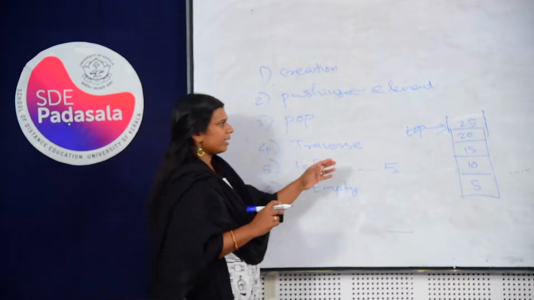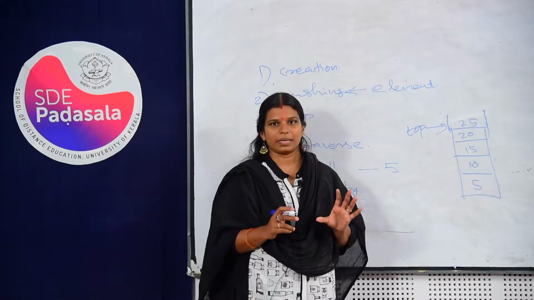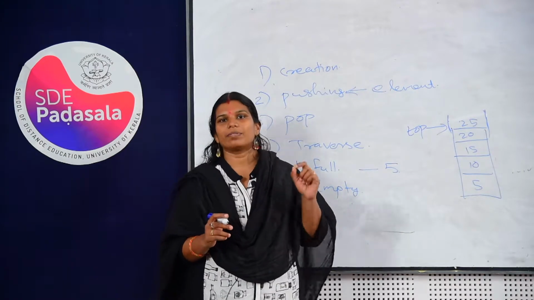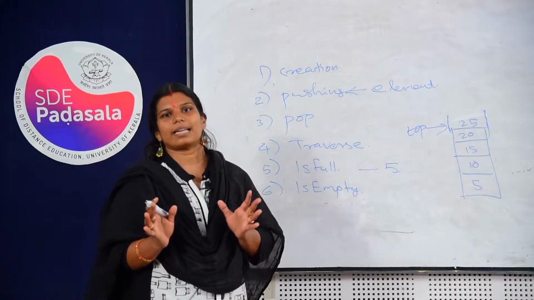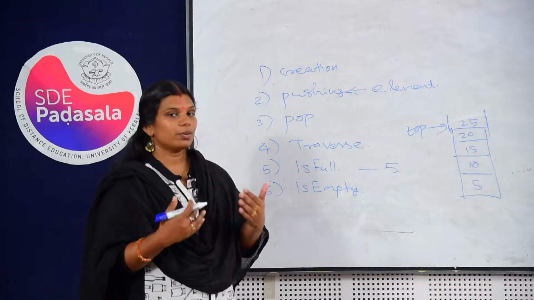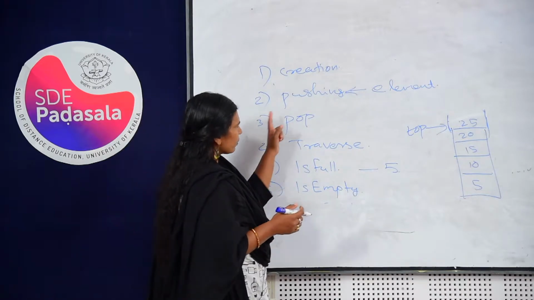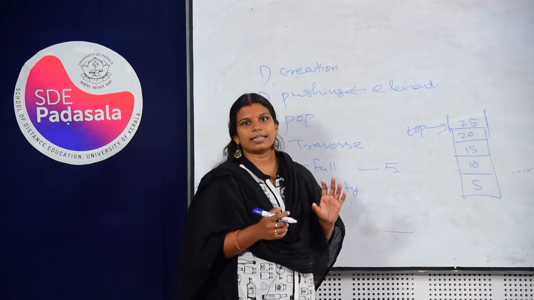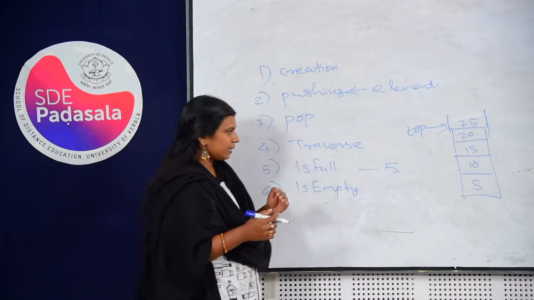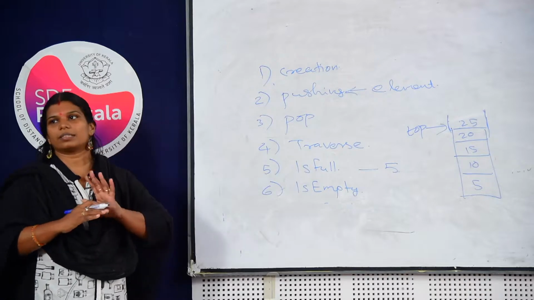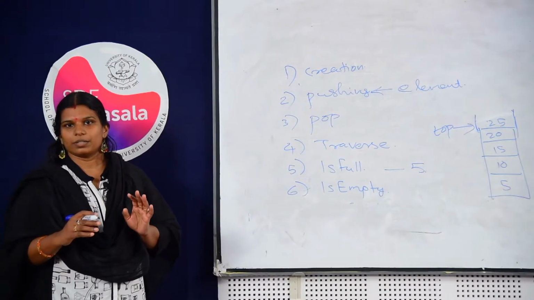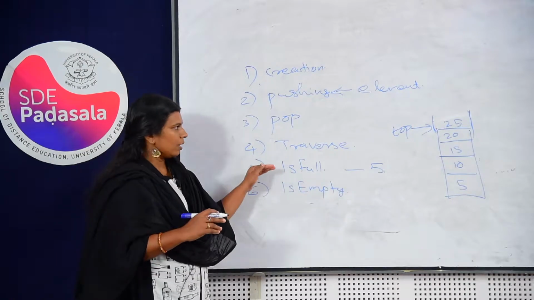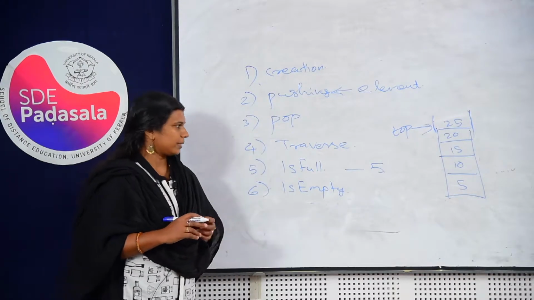Because we have to check whether the stack contains the maximum number of elements. We already specified that the maximum number of elements we are going to store in the stack is 5. Okay, so we cannot cross that limit. So before performing a push operation, we have to check whether the stack reached its maximum. If it reached the maximum, we cannot proceed further with our push operation. So we have to check whether the stack is full before performing a push operation.